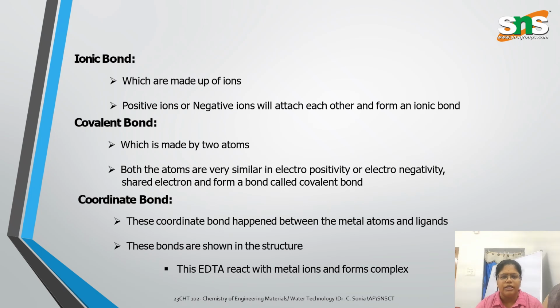So what about the coordinate bond? These coordinate bonds happen between the metal atoms and the ligands. These bonds are shown in the structure. So this EDTA reacts with metal ions and forms a complex.